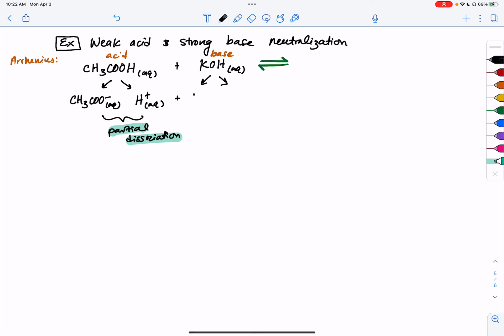But let's continue writing our ions for the base. And since this is our acid, this is going to donate to the base. This is what makes us our Bronsted-Lowry acid and base.